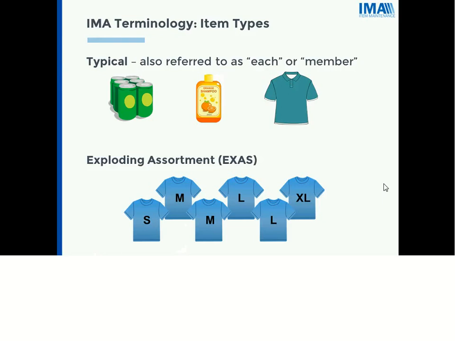Now, an exploding assortment is also known as an excess, and it is an assortment of items. For apparel, it could be an assortment of the same shirt with sizes small through extra large. Or for, let's say, batteries, it might be an assortment of AAs, AAAs, Ds, and Cs. Another reference to the terminology for these items, you might hear them referred to as parent and child, with the exploding assortment being the parent, and the child being the typicals, because all of the typicals are part of the exploding assortment.